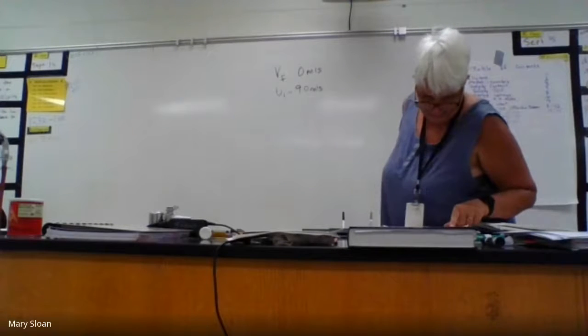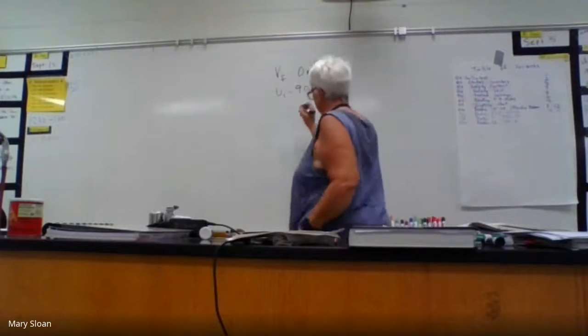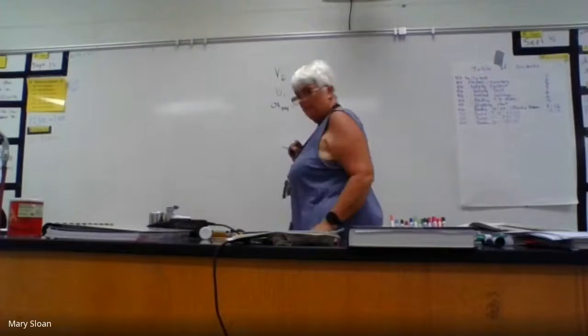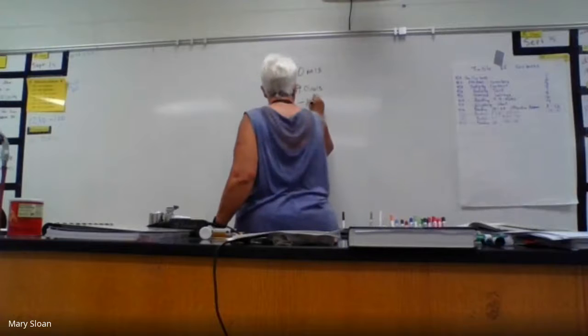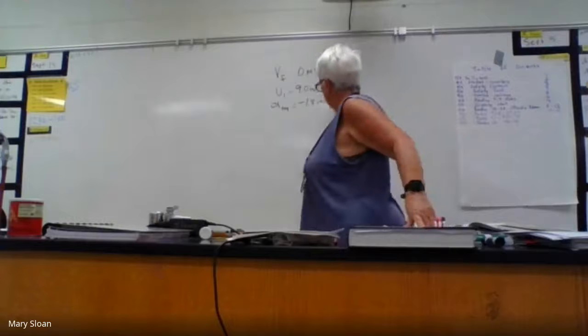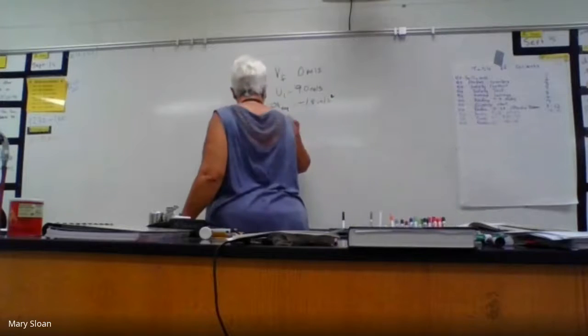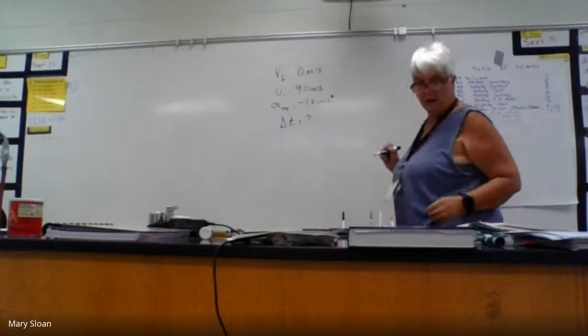Then it tells us the average acceleration, so that is your AVG, my average acceleration is negative 1.8 meters per second, and it says that it's squared. We are looking for the change in time. That's what we're trying to solve.